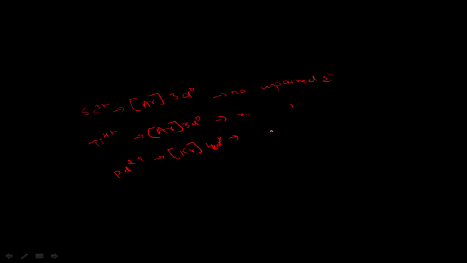Since there are unpaired electrons, it is paramagnetic in nature. And Cu2 plus, its electronic configuration is argon 3d9. There are unpaired electrons, therefore it is also paramagnetic in nature.